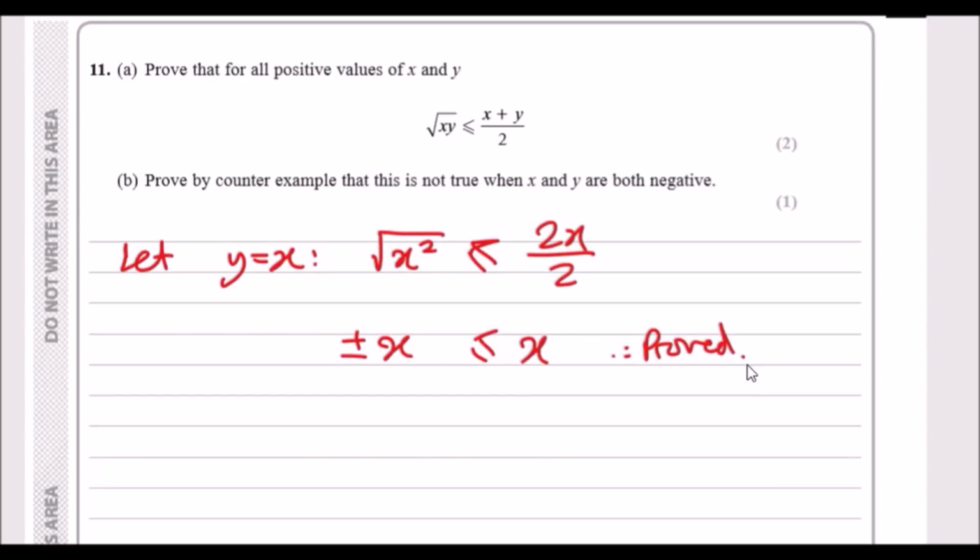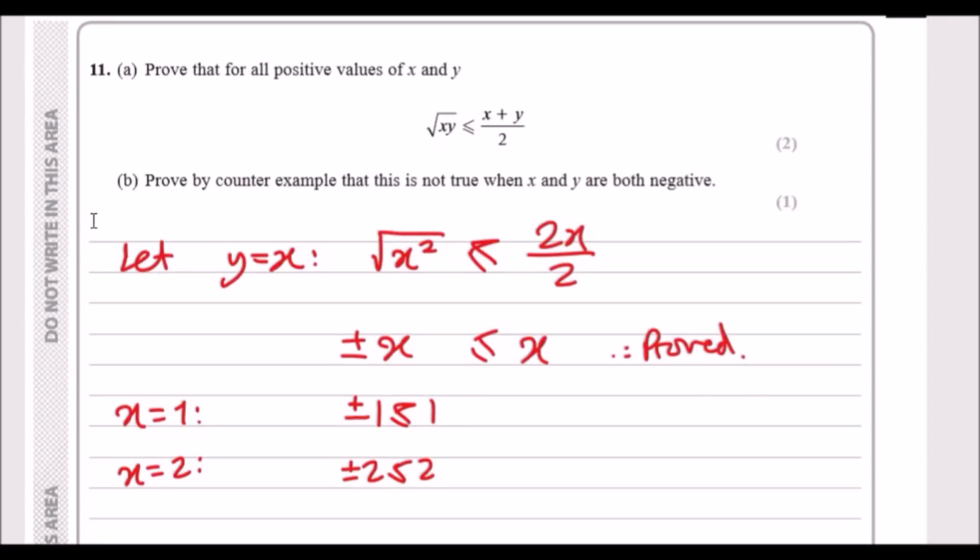So now we just say for any positive value, suppose x equals 1. This means we could have plus minus 1 is less than or equal to 1, or plus minus 2 is less than or equal to 2 if x was 2, and so on. So yep, it works. The right hand side will always certainly be the same or bigger than the left hand side. Okay, that's it.